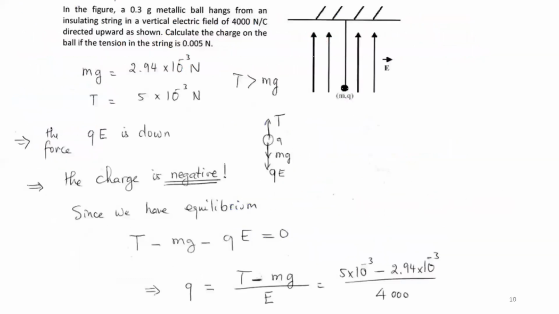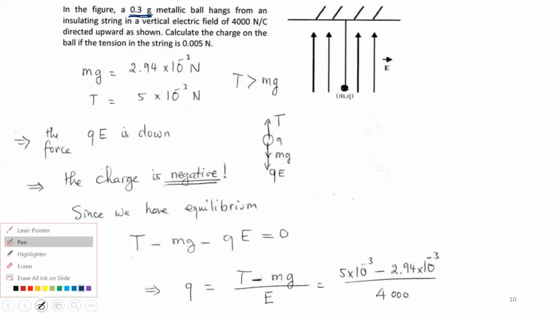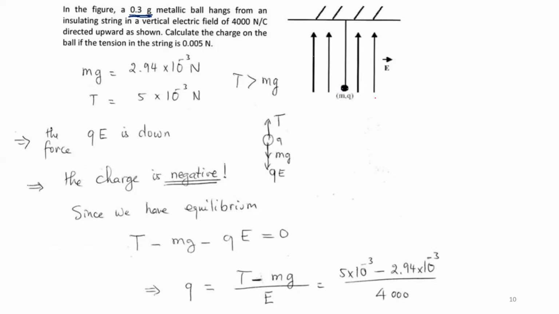Let's solve the next problem. Okay, so let's read it. What do we have here? In this figure, we have this 0.3 gram metallic ball hangs, wait a second, from an insulating string in a vertical electric field directed upward as shown. So, okay, so this is my metallic ball. It has a mass m, and m is equal to 0.3 gram.